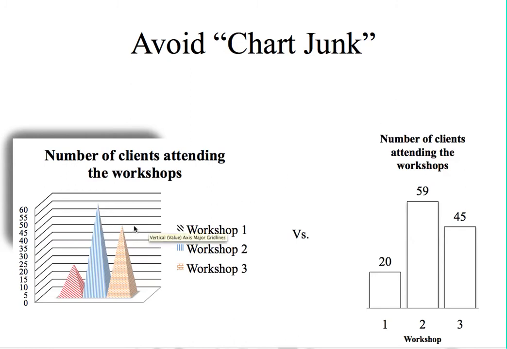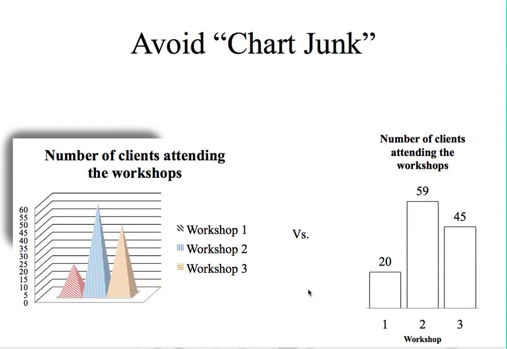So compare these two. This is what we had before. This is what I'm proposing. It is showing the same amount of information that we needed to show. Workshop 1, 20 participants. Workshop 2, 59. Workshop 3, 45 participants. No color, no distracting shape, no tiring lines, no numbers here. We took out all the repetitive labeling. It's showing the same amount of data with a lot less ink. We got rid of a lot of chart junk.